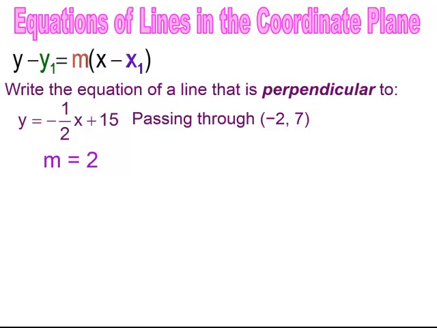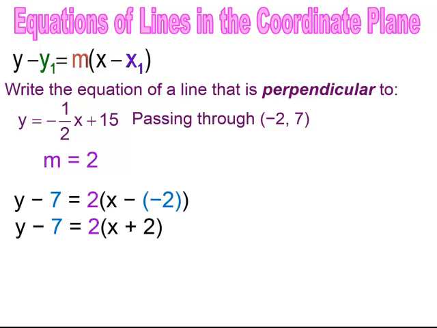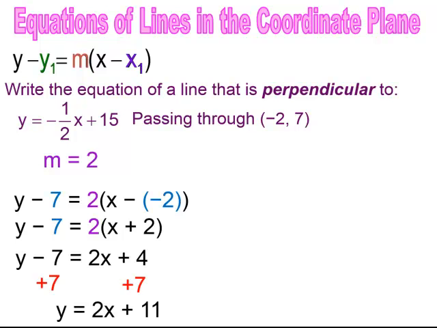So the perpendicular slope here would be a positive 2, and then you'll use the point slope form. Be careful of those double negatives because that x value is negative 2. That's going to change that to a plus. And then you'll do the distributive property and solve for y, and you get the perpendicular line would be y equals 2x plus 11.